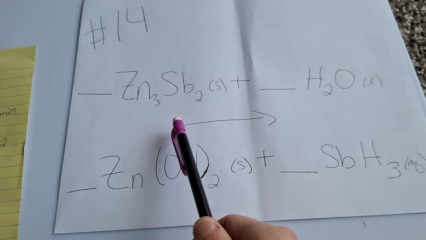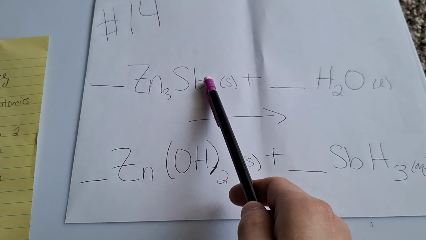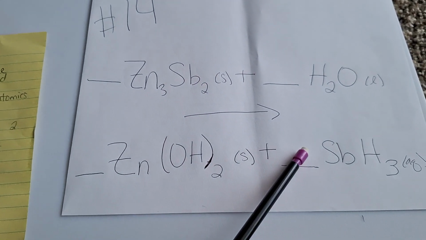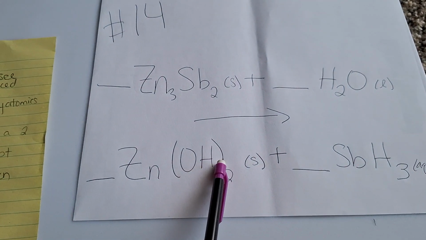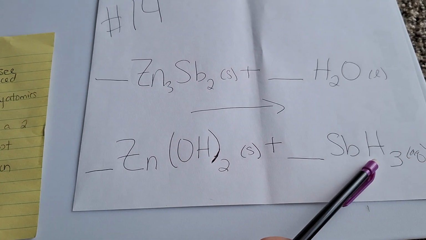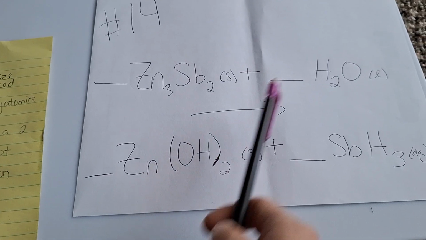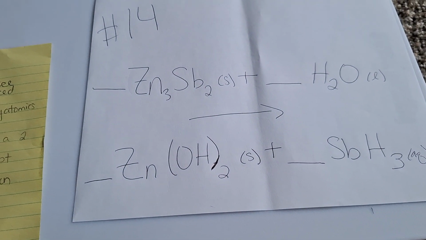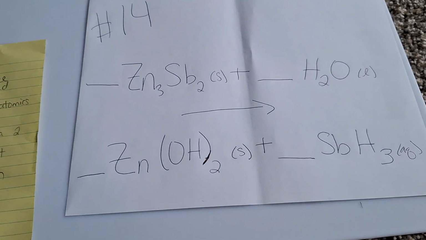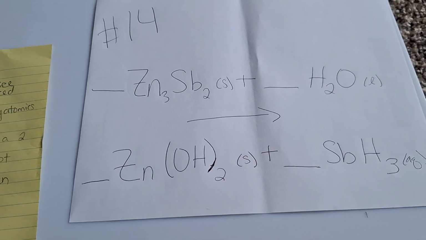Okay, so we have 3 zinc here, 1 zinc here. 2 tin here. I only want 2 hydrogen here, but 2 5 here. 2 oxygen, 1 oxygen. Don't like it. Don't like it at all. Okay.